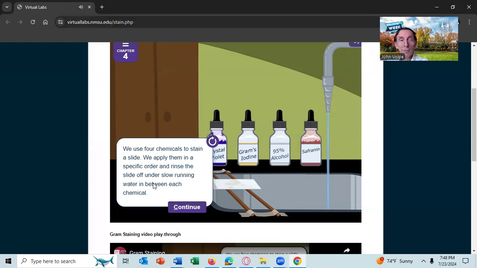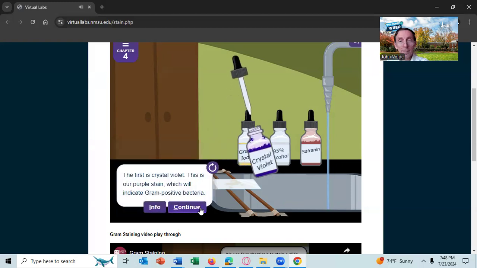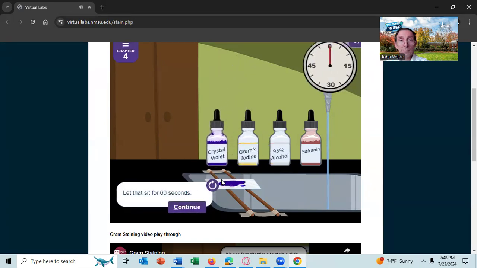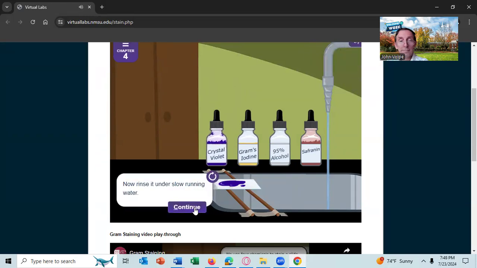So this is telling you we're going to wash after each of the 4 steps of the gram stain. The first is crystal violet. This is our purple stain, which will indicate gram-positive bacteria. Using the dropper, squeeze out enough drops to cover your sample. So this has crystal violet in it, and the arrow tells you what to do. Go 60 seconds. Now rinse it under slow running water.